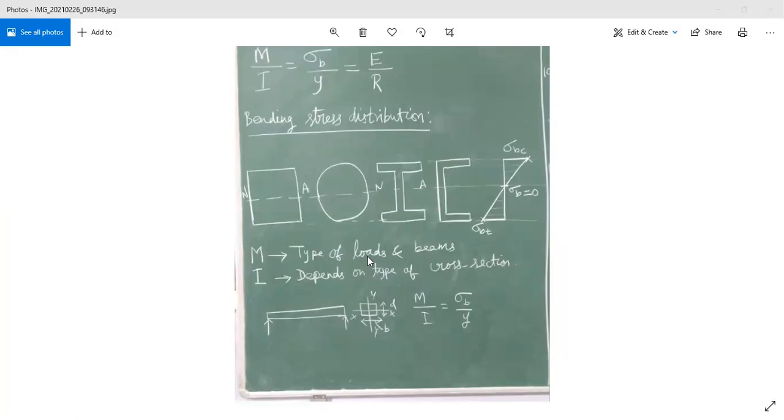If a combination of more than one load is acting, we need to draw the shear force diagram, and we need to identify where the zero shear force location occurs. That location determines the location of maximum bending moment. Then about that location we have to take moments to determine the value of maximum bending moment. That value we have to substitute in place of M. I depends on the type of cross section. For example, for a rectangle, bd cube by 12, for a circle, pi d power 4 by 64. For a channel section and a T section, we have to calculate I by dividing the given section into rectangle sections.